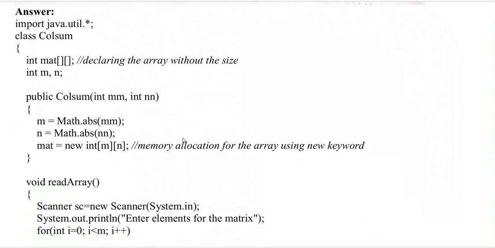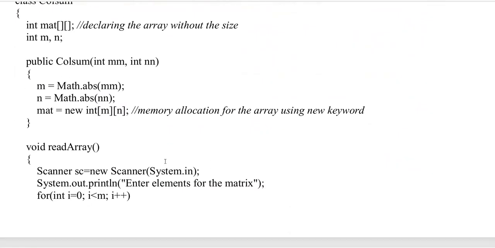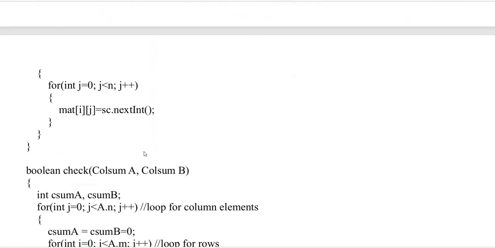Let's move to the program. Import statement, class, data members. Again, you cannot add anything extra on your own to the class structure. Parameterized constructor here is being said. To be on the safe side, I'm passing both through Math.abs, and then I'm creating the array. Here I'm allocating memory for the array using the new keyword. Read function to take the input from the user for the matrix.